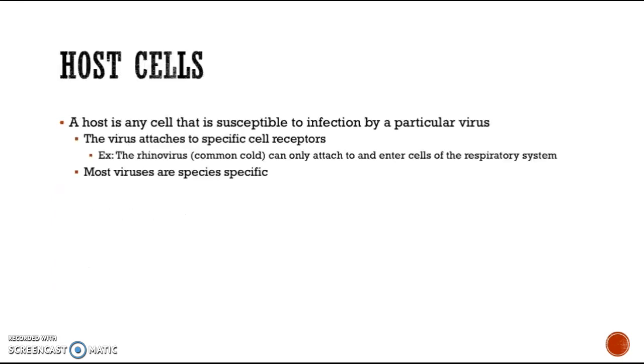Okay, so we need to look at what is a host cell. Viruses cannot just go into any cell. They have to be able to bind to a receptor on the cell membrane surface, and once they've bound, then they can enter. And so the host cell has to have the right receptor, which means viruses are going to be specific to the species as well as to the type of cell that they're binding to.